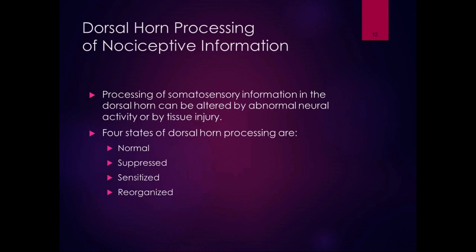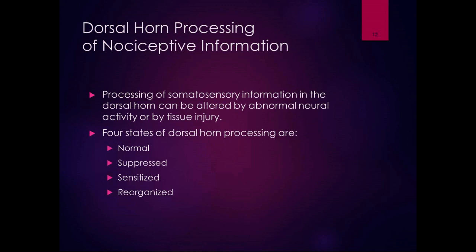That's normal. Suppressed is where maybe that A beta fiber comes in and synapses with the interneuron, which suppresses that signal. Sensitized is where it's oversensitive, and now it's sensitive to innocuous stimuli. And reorganized is where the synapses have been all messed up, and maybe you have an A beta fiber coming in that is going up the spinothalamic tract, causing a pain signal.